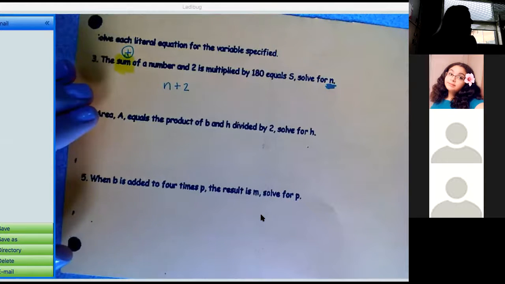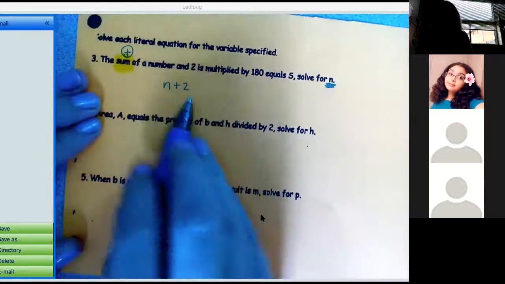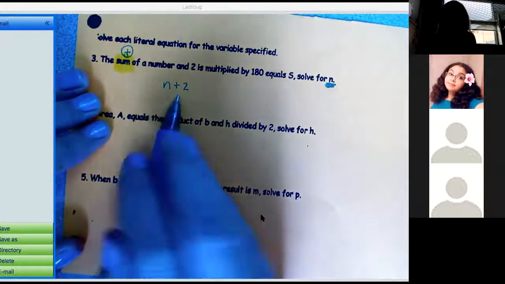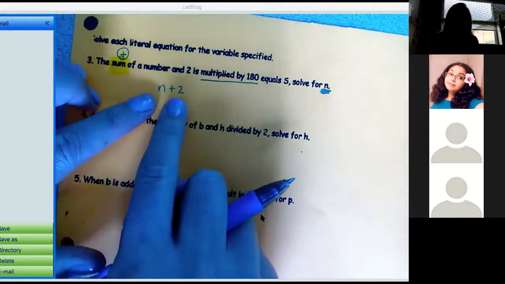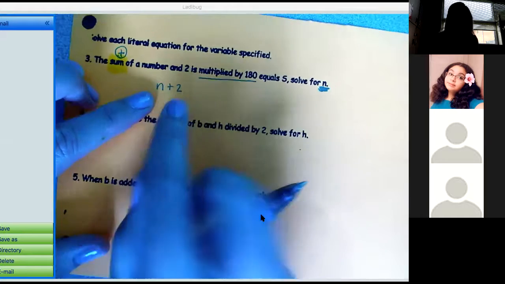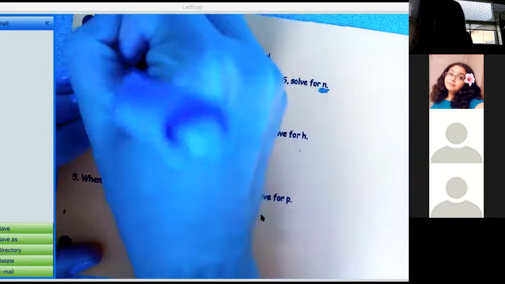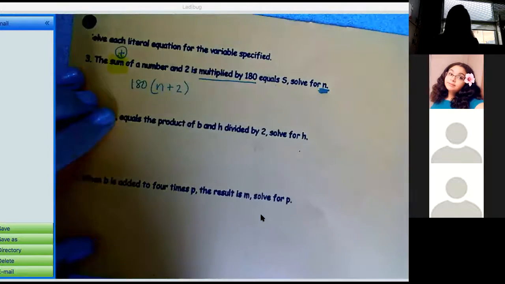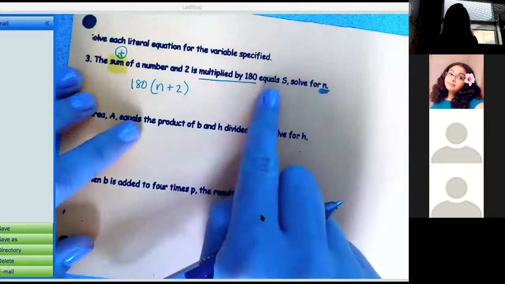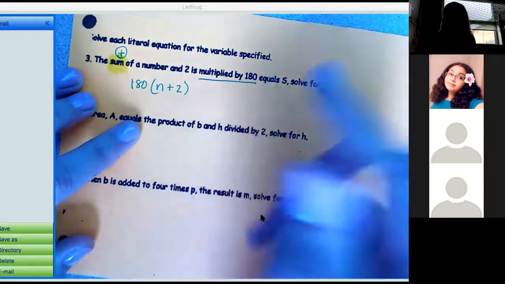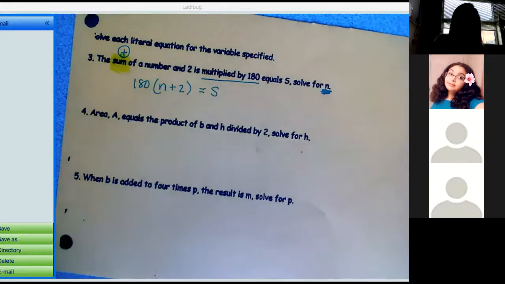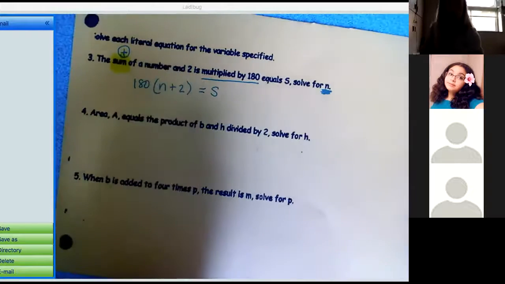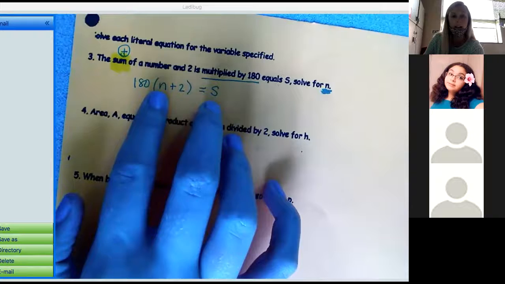Kamara, are you with me? Jordan, you good? Okay. Now it says this sum, so this whole thing is multiplied by 180. How do I multiply this entire thing by 180? Good. People in class are saying use parentheses. And then what does it say it should equal? S. So now, does everybody agree that this is a literal equation? Do y'all see how it has two variables, n and s?